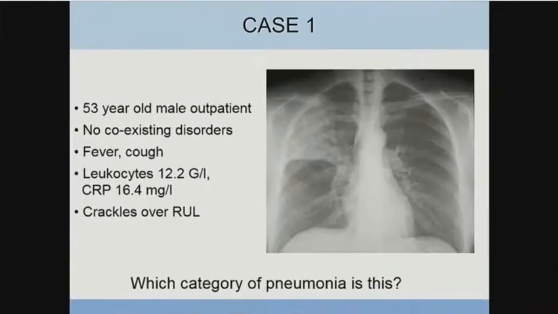So here is the first case, and the first case is a 53-year-old male outpatient. He doesn't have any coexisting or underlying disorders. He presents with fever and cough. He has an elevated white cell count, an elevated CRP, and crackles over the right upper lobe, and imaging demonstrates a consolidation in the right upper lobe that is very much in keeping with the diagnosis of pneumonia.